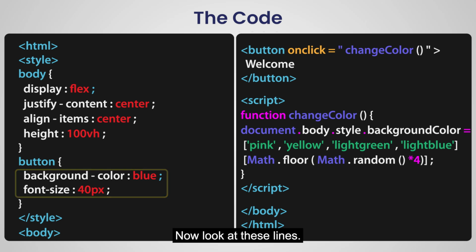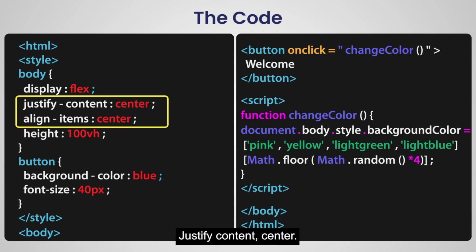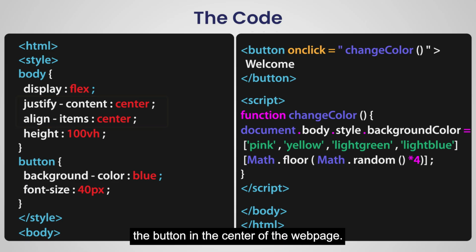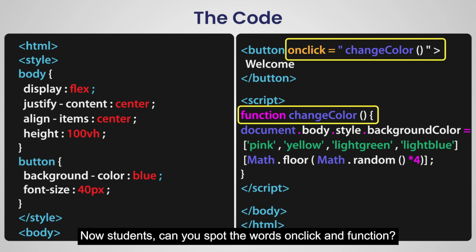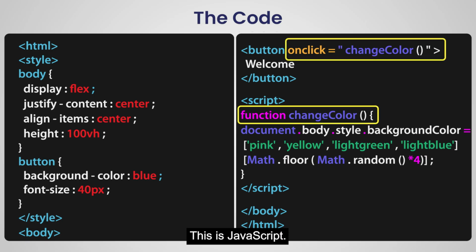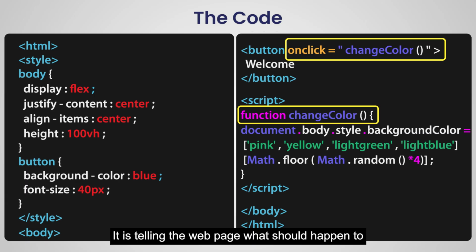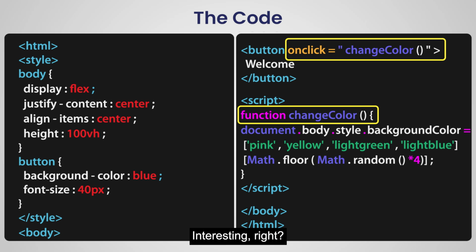Now look at these lines. Justify content, center. Align items, center. Students, these lines are helping place the button in the center of the web page. Now students, can you spot the words onClick and function? This is JavaScript. It is telling the web page what should happen to the background when someone clicks the button. Interesting, right?